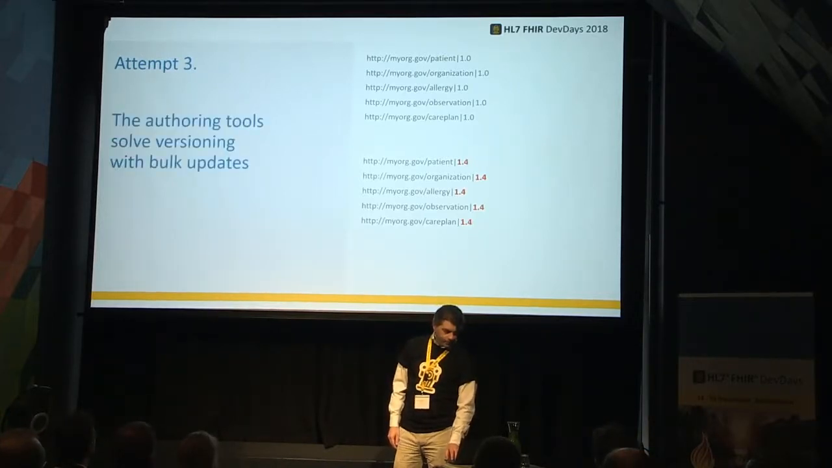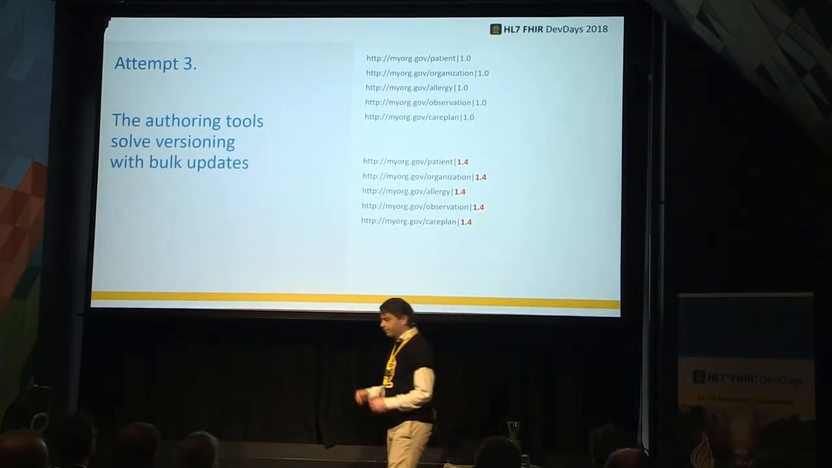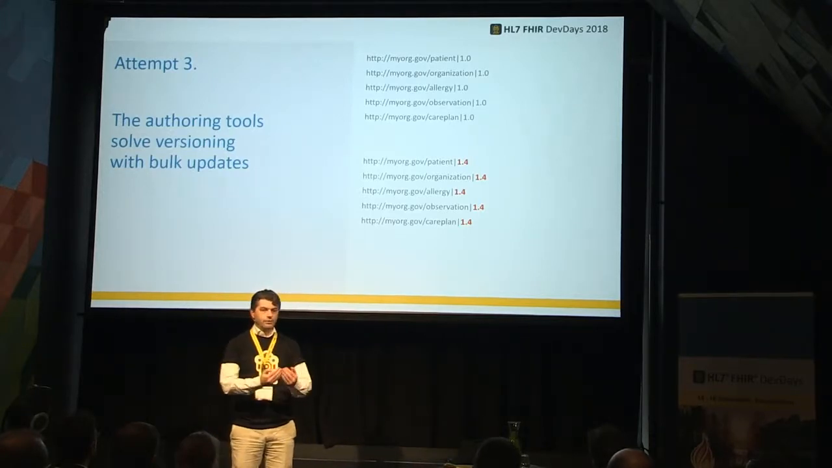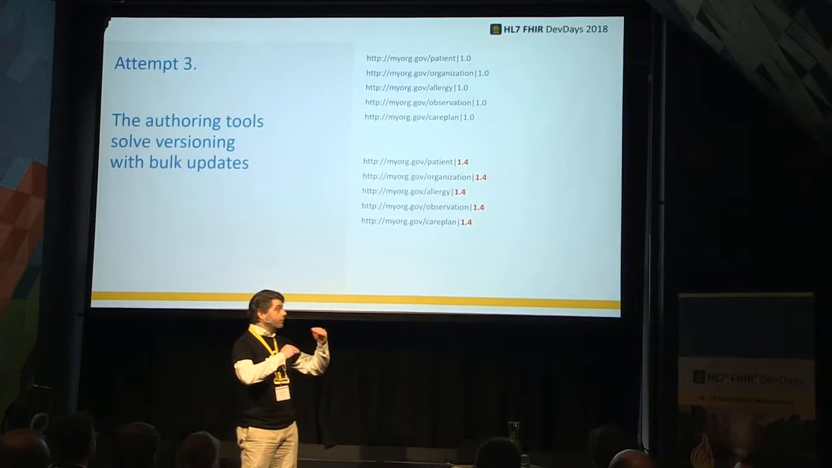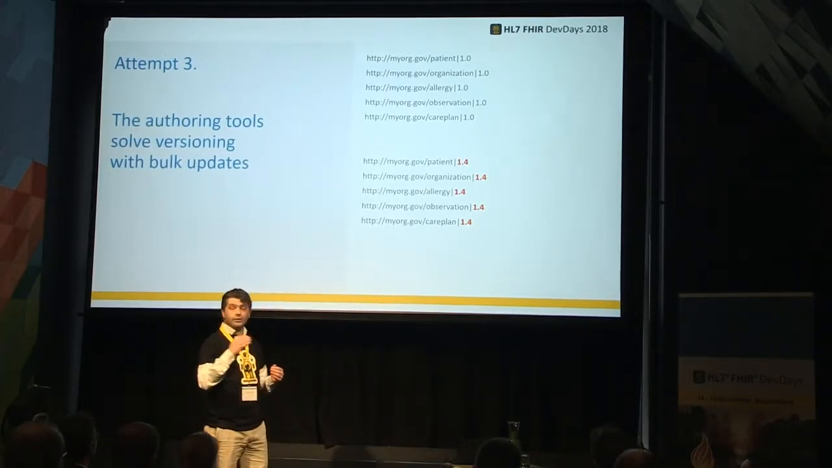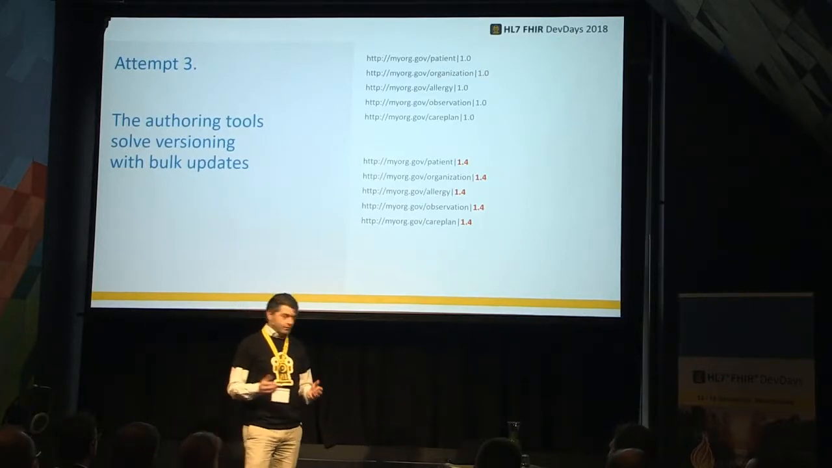So we did a third attempt, and that was, what if we look at it from the perspective of the publication itself? So we are going to upgrade the versions of all the resources at the same time. If the patient goes to the next version, the organization will by definition go to the next version, the allergy will go to the next version, and they will all be the same. And the good part of this, of course, is that you only have to communicate one version. And that's not too hard.